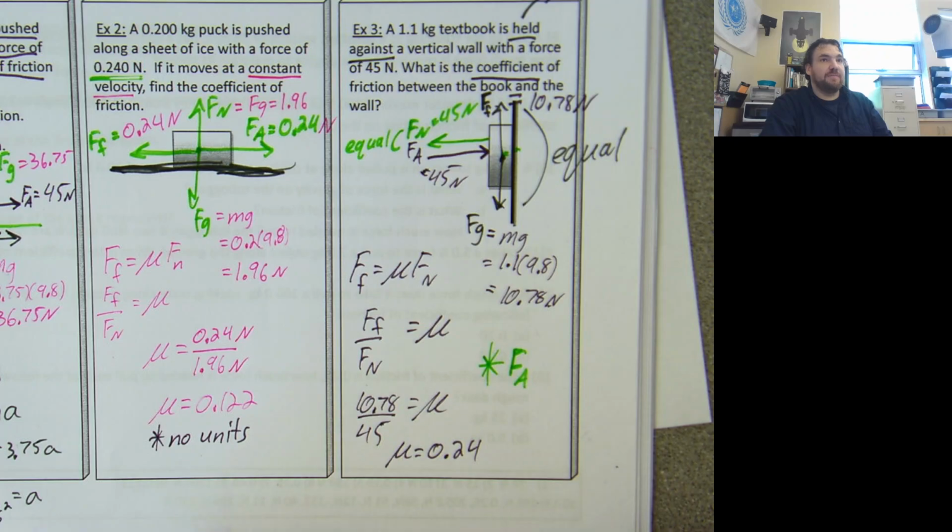What's got to be true about that applied force? I'll demonstrate the book again. I push really hard, that Fn is going to get bigger, which means the coefficient of friction is going to change. It's going to get smaller. The only way for that coefficient of friction to be an accurate representation of these two surfaces is if I reduce my applied force to what?